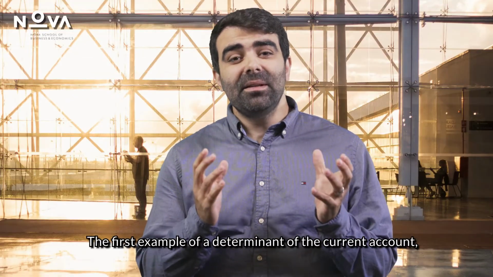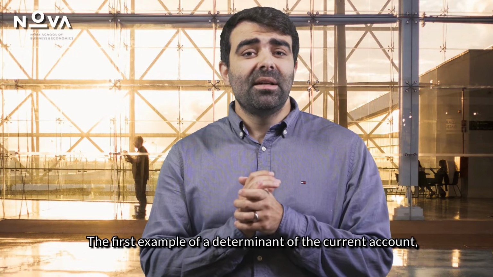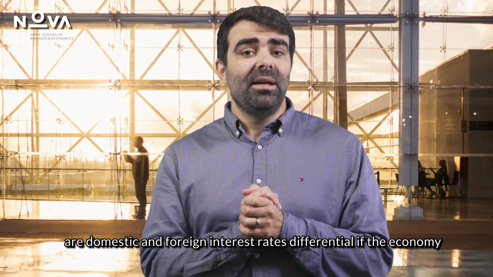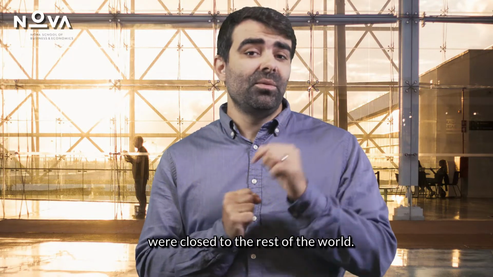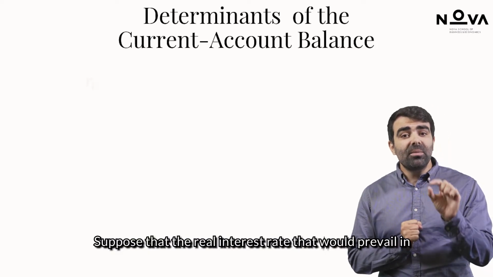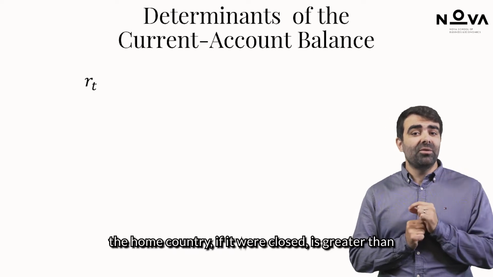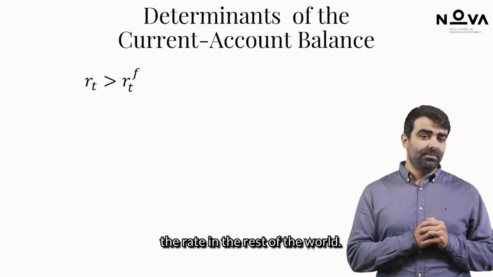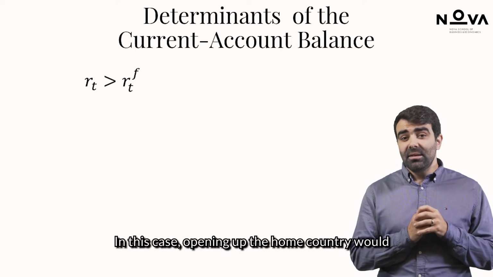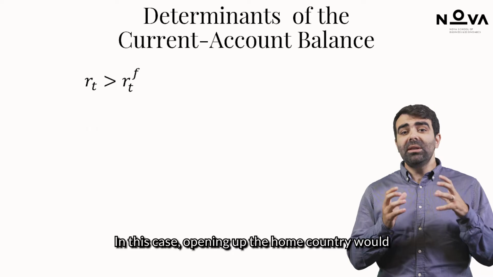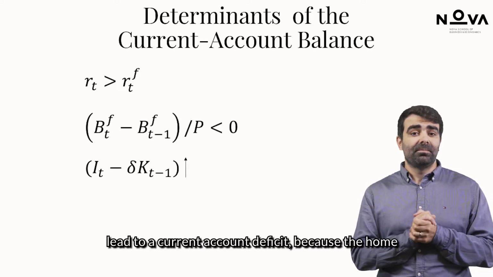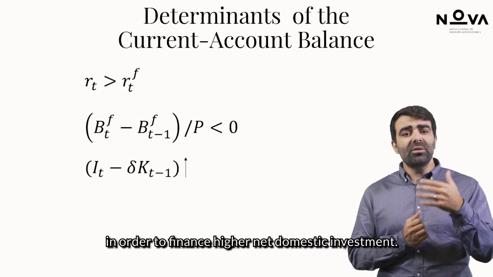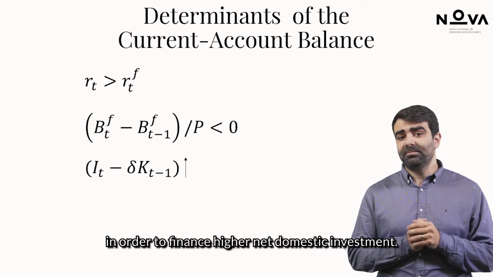The first example of determinant of the current account are domestic and foreign interest rates differential, if the economy were closed to the rest of the world. Suppose that the real interest rate that would prevail in the home country, if it were closed, is greater than the rate in the rest of the world. In this case, opening up the home country would lead to a current account deficit, because the home country would borrow from the rest of the world in order to finance higher net domestic investment.